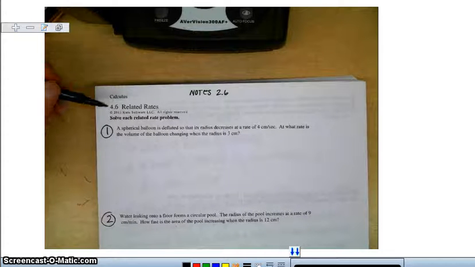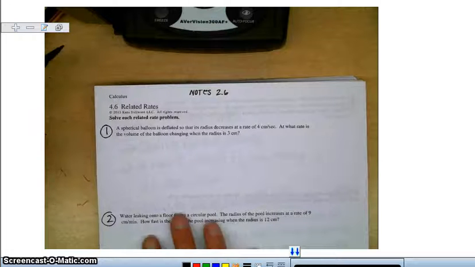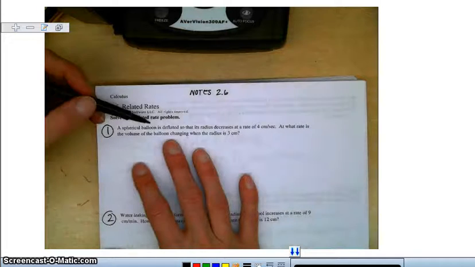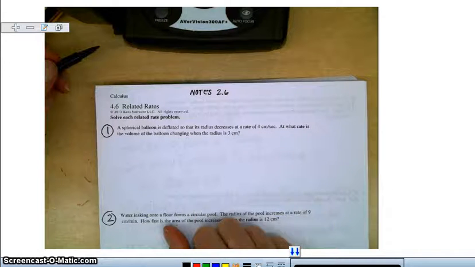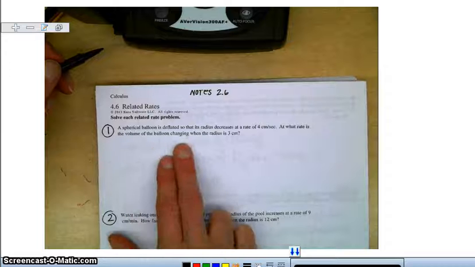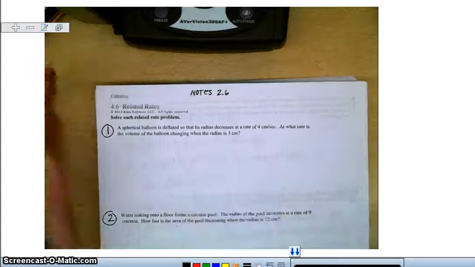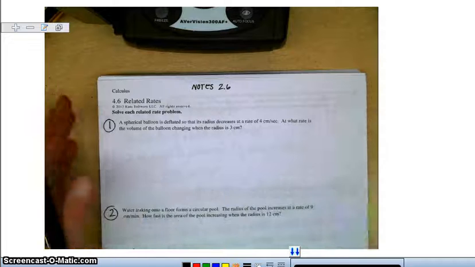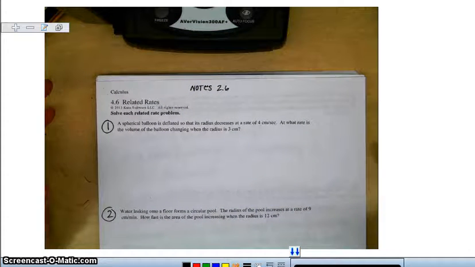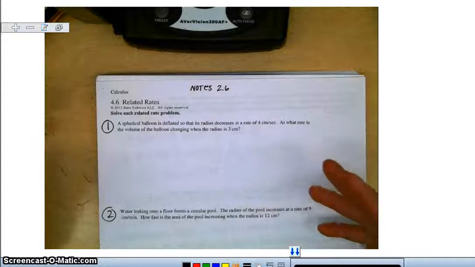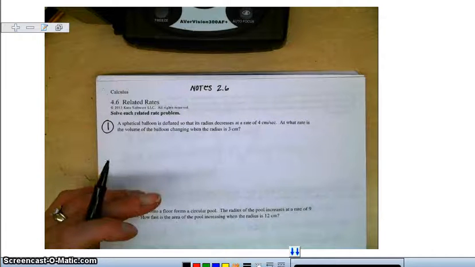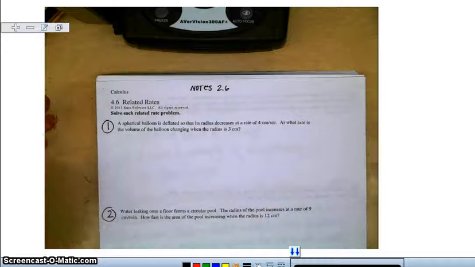All right, so here we go. Here's us solving related rate problems. These are not hard. The first thing we have to do is read the problem. A spherical balloon is deflated so that its radius decreases at a rate of 4 centimeters per second. At what rate is the volume of the balloon changing when the radius is 3 centimeters? The very first thing I try, basically step 1, says write down everything you know and put a variable to it, and put a variable to what you are trying to find. So I always look for what I'm trying to find first.